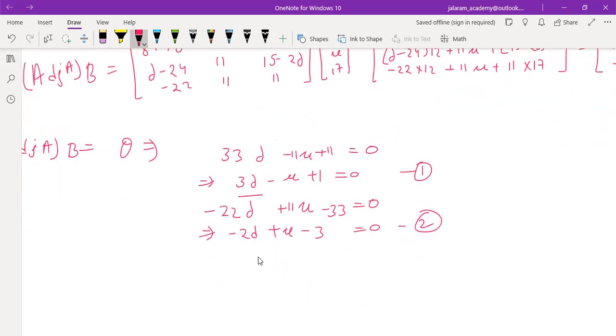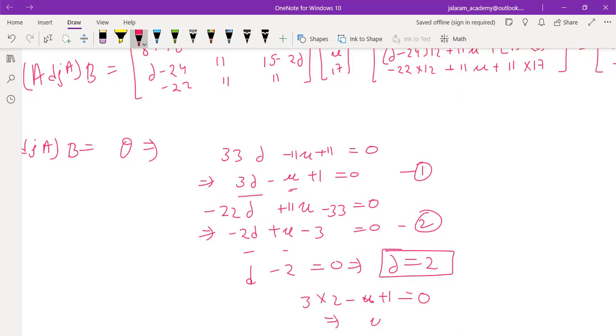Add these two equations. 3 delta minus 2 delta is delta. Mu cancelled out. 1 minus 3 is minus 2. So delta equals 2 is one of the solutions. And when we use this solution in this, 3 into 2 minus mu plus 1 equals 0. So we get mu equals 6 plus 1, 7. So mu equals 7.